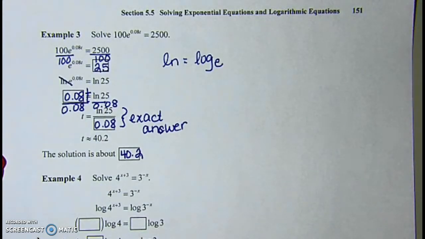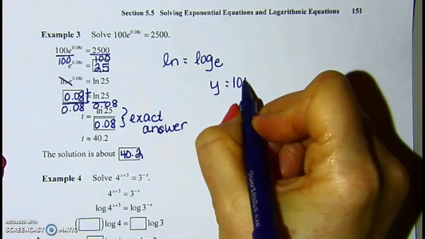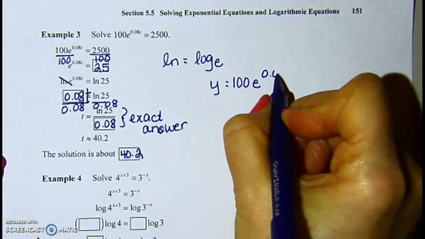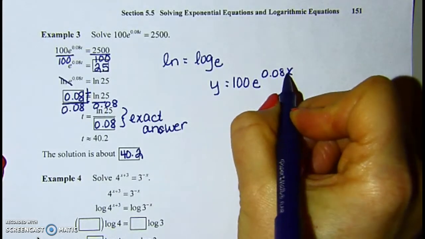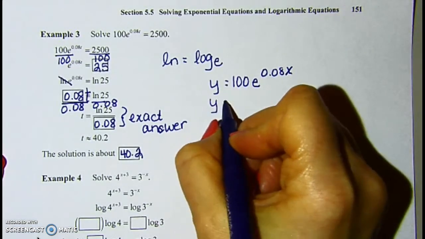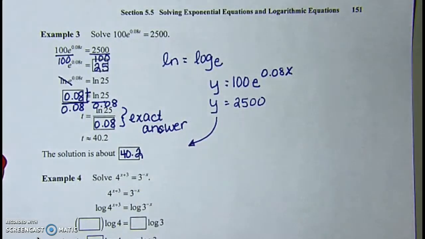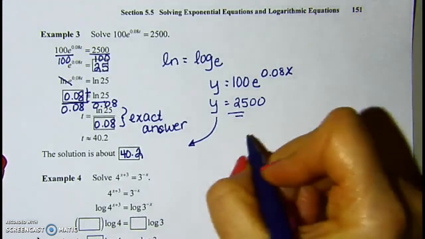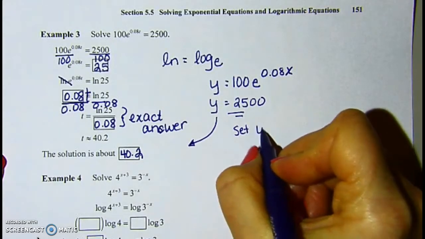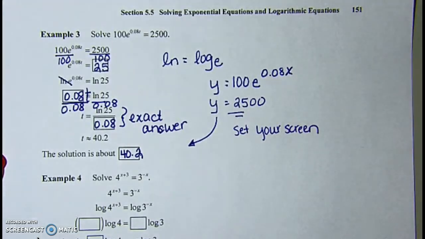So I could also check using Desmos. I could set y equal to 100 e to the power of 0.08. Again, Desmos doesn't like any other variables besides y or x, so I'm going to replace our t value with x, as well as y equals 2500. And I would see they would intersect at about 40.2 for our x value. Keep in mind this is a pretty large number, so you would have to set your screen so that you could see it.